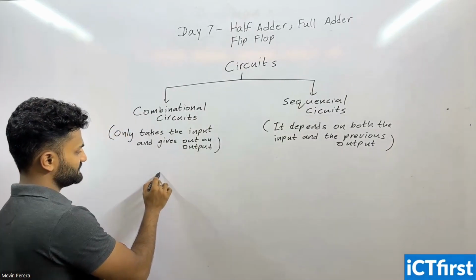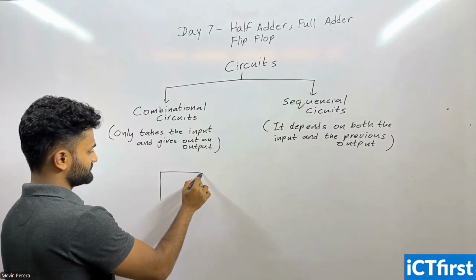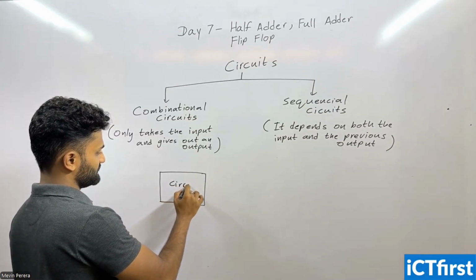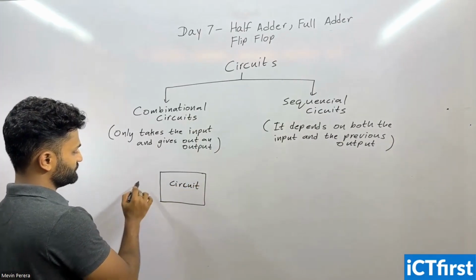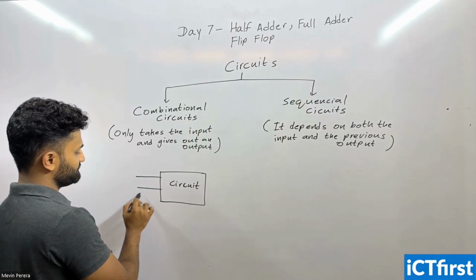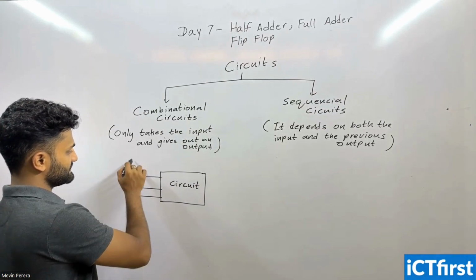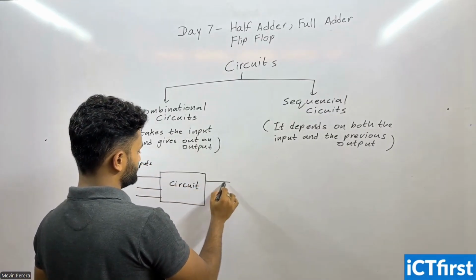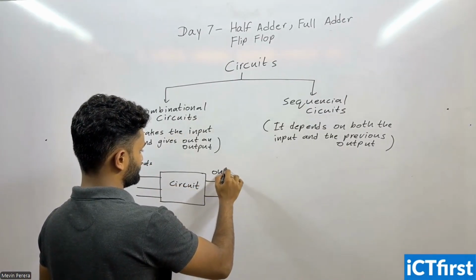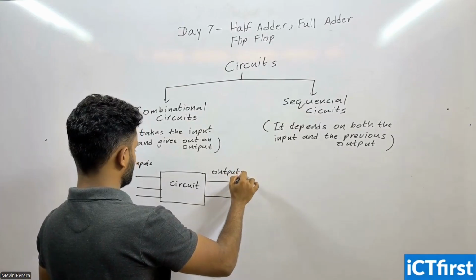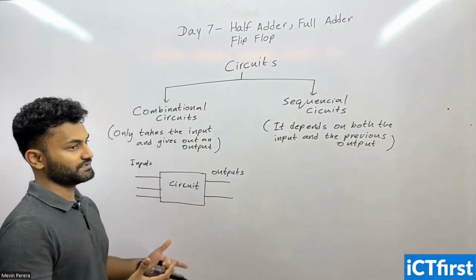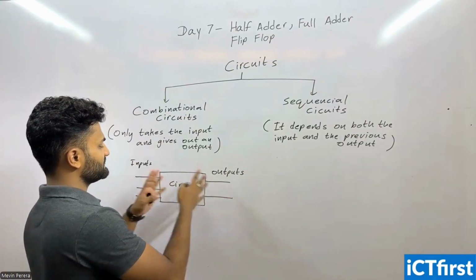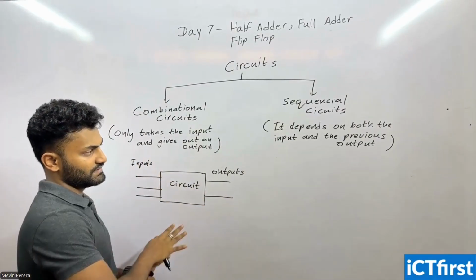For combinational circuits, the circuit would be in the middle, whatever the circuit is. There will be inputs, and there will be outputs as well. How many inputs and outputs depends, but this is basically what is happening. The outputs depend on the inputs only.